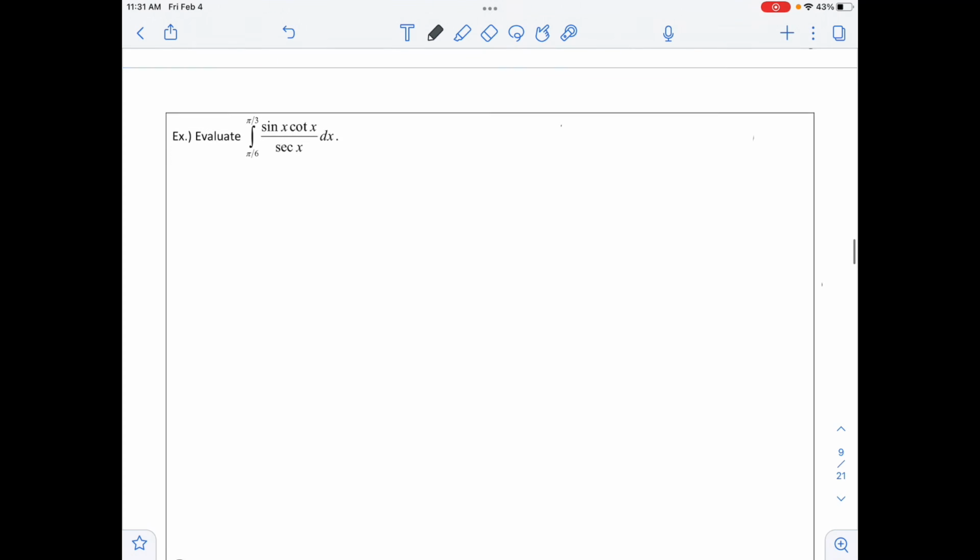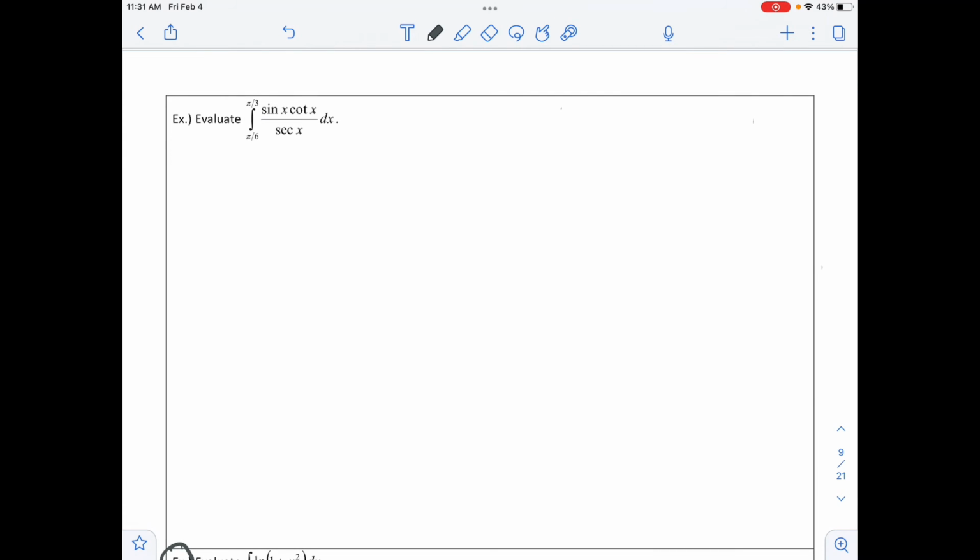The example on the next page says evaluate the integral from pi over 6 to pi over 3 of sine x cotangent x over secant of x dx. So for this problem, I have a lot of different trig functions, and so I'm going to first rewrite everything in terms of sines and cosines, and hopefully it simplifies enough to be able to integrate this. And so rewriting this, I'm going to have the integral, still from pi over 6 to pi over 3, of sine x times cotangent, which is going to be cosine of x over sine x, all over secant, which is 1 over cosine of x dx.